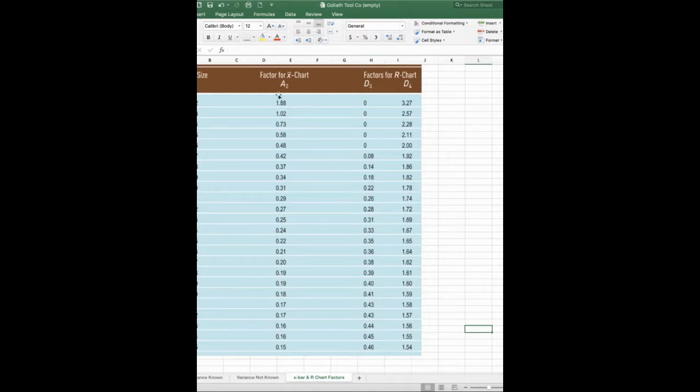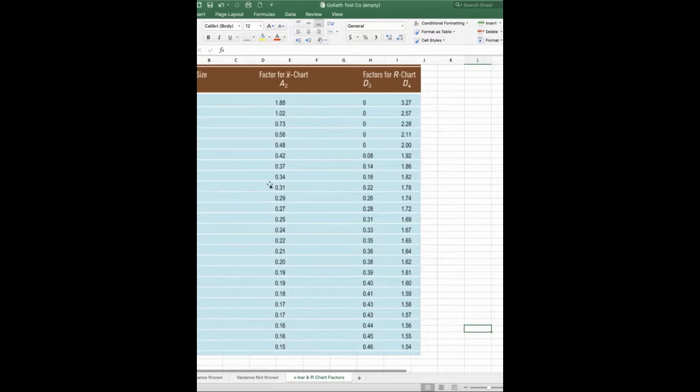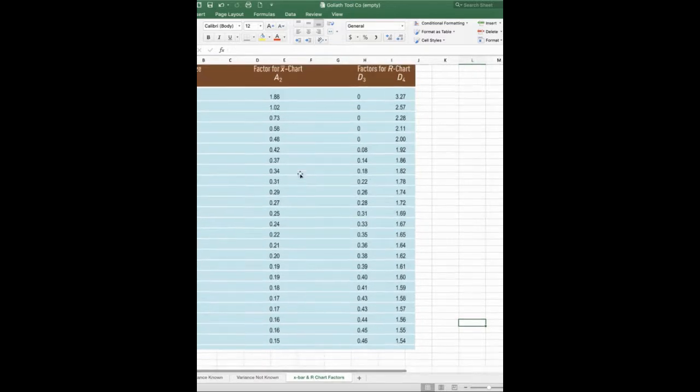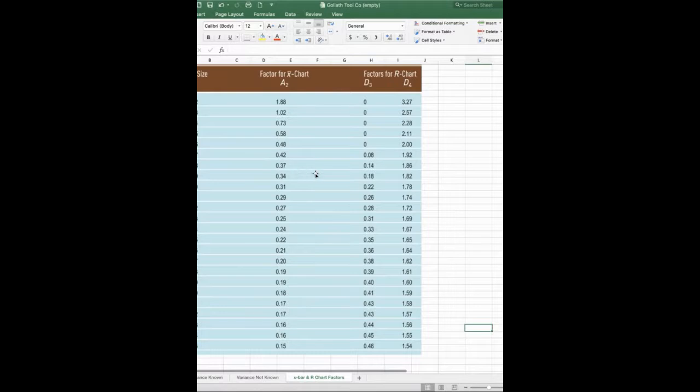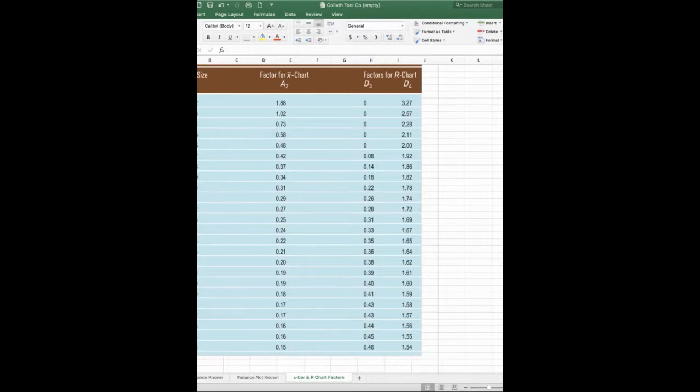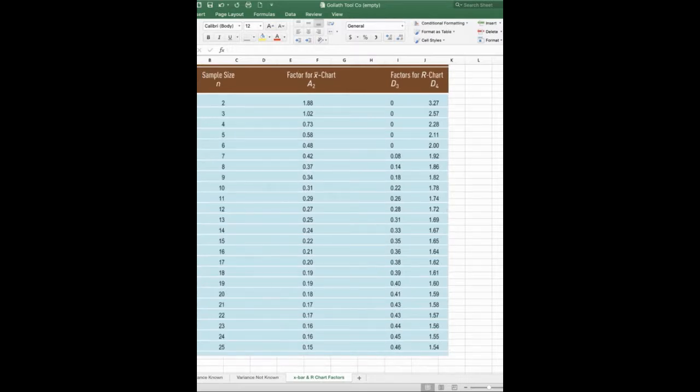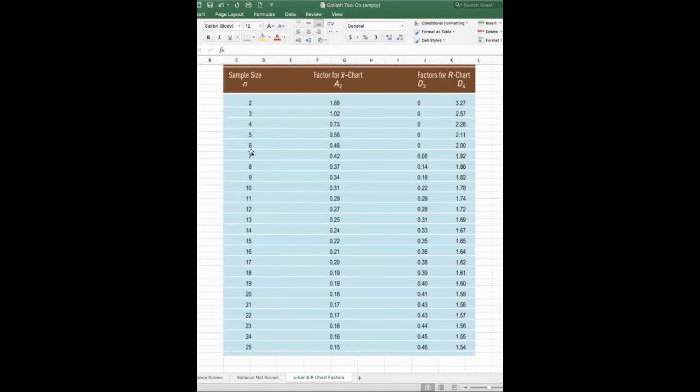And again, in a higher level statistics class, we would go through and derive this and see where this comes from. But now we're taking it at face value. The thing that I do want you to notice is it's based on the sample size. So this table is based on the sample size. And so we know from the work that we've done previously that the sample size for this particular control chart is 5.